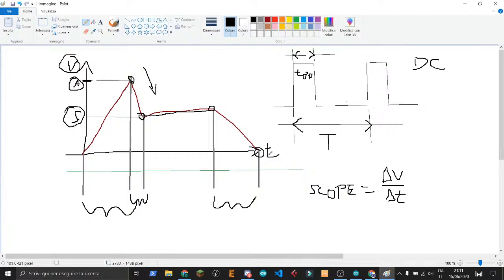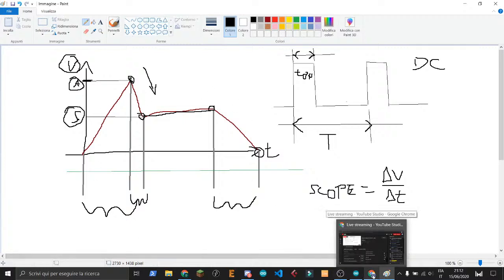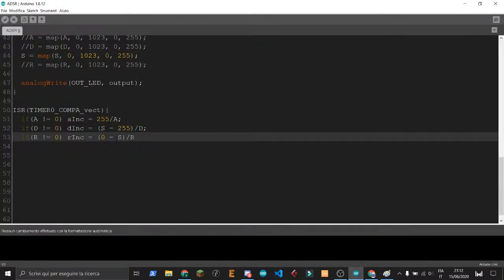So let me double check. Yeah, maybe. So yeah, if we do this, A is always positive. It's basically 255 minus 0, S minus A, and 0 minus S. Okay, yeah, it should be fine. We should be good to go for the next thing here. I don't know actually.